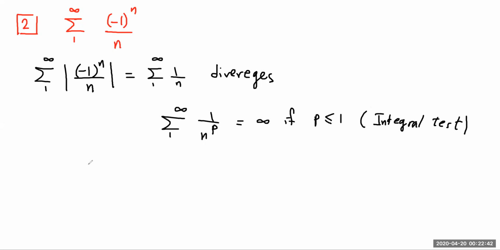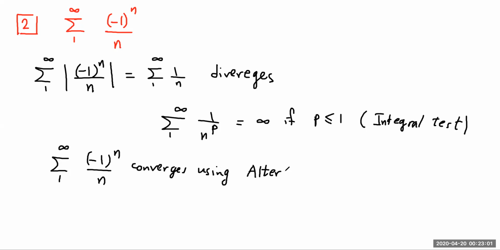So what about without absolute value? This series, sigma minus 1 power n over n from 1 to infinity, converges using the alternating series test.